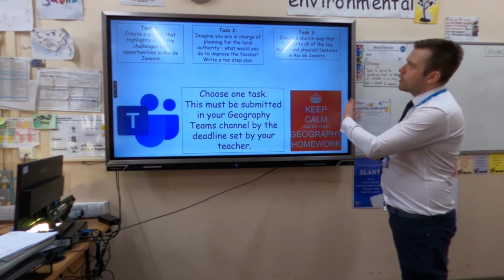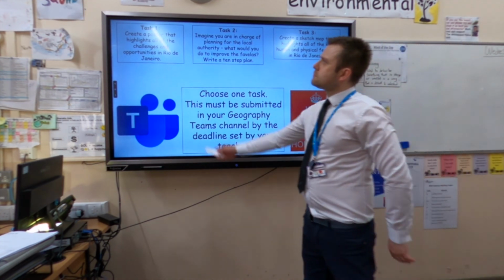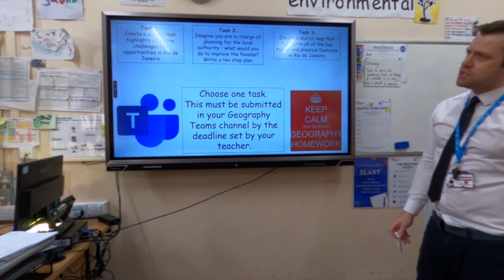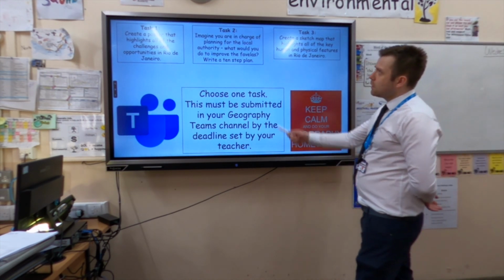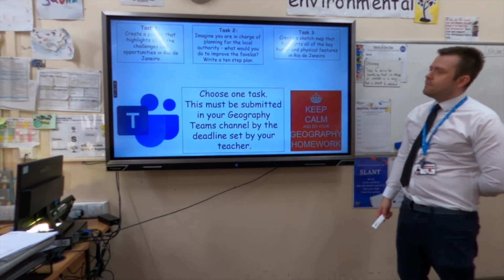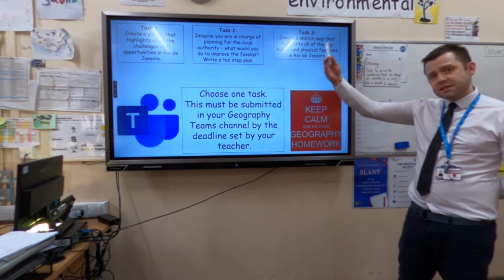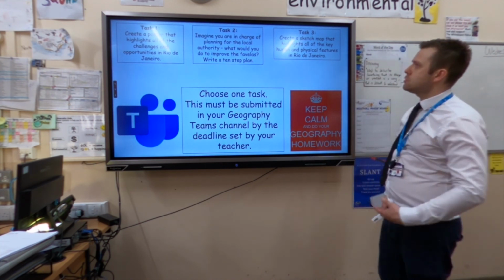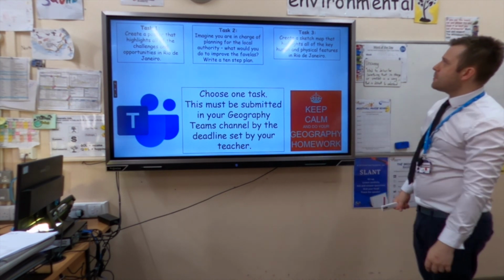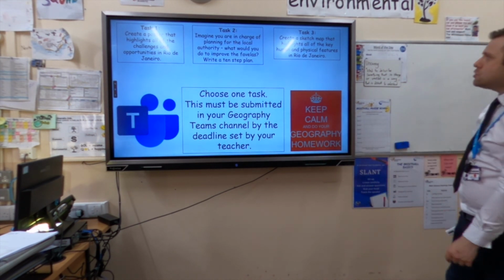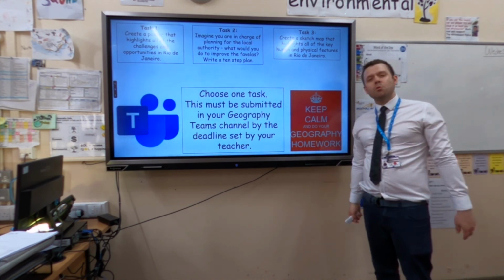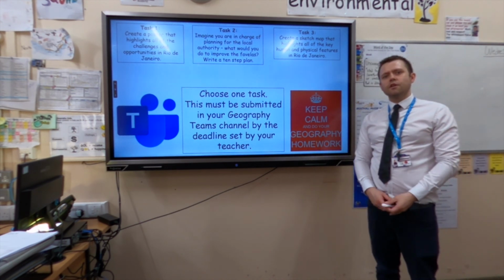Now, you've got 3 tasks to choose from. You can create a poster that highlights all the challenges and opportunities in Rio de Janeiro. Task 2, imagine you are in charge of planning for the local authority. Write a 10-step plan of what you would do to improve the favelas. And finally, you create a sketch map that highlights all of the key human and physical features in Rio de Janeiro. And all 3 of these will be brilliant revision resources for the future.